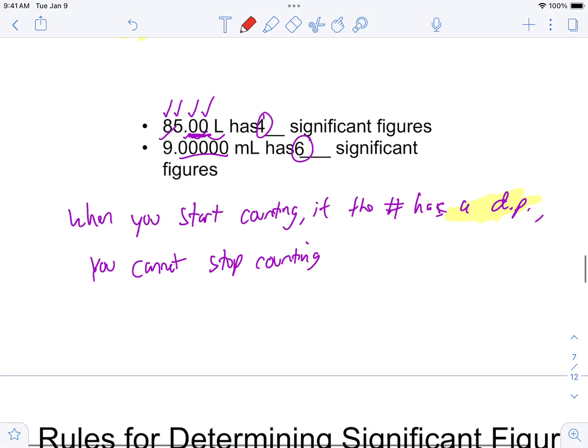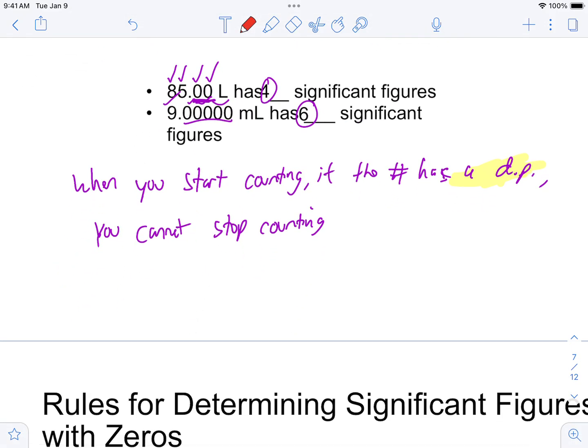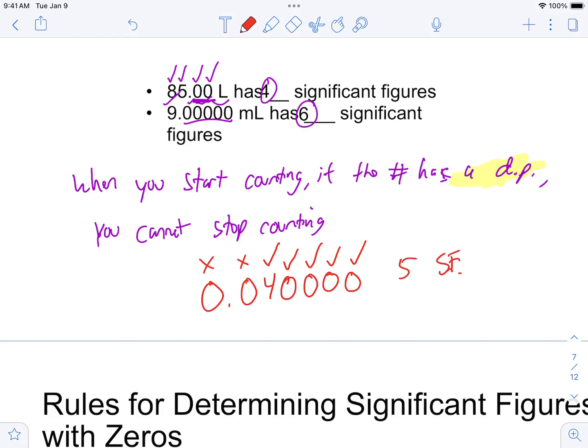So let me give you a different example here. What if we do 0.040000? We're not going to start counting until we hit a non-zero. So I'm not starting yet. Now I'm starting. Because it has a decimal point, I cannot stop counting. So all of these would count. So that would be 5 sig figs.